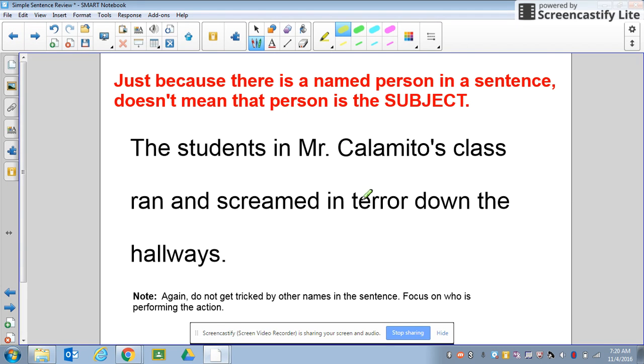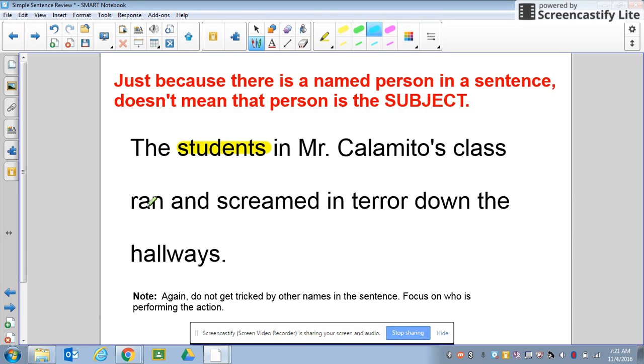Another one here is just because you see someone's name doesn't mean that they are the subject. It's almost like the one before. The students in Mr. Calamito's class ran and screamed in terror down the hallways. This, because I gave too much homework, I guess. You have to first think that it's not, again, it's not Mr. Calamito. It's his students running. So you would highlight students in yellow.